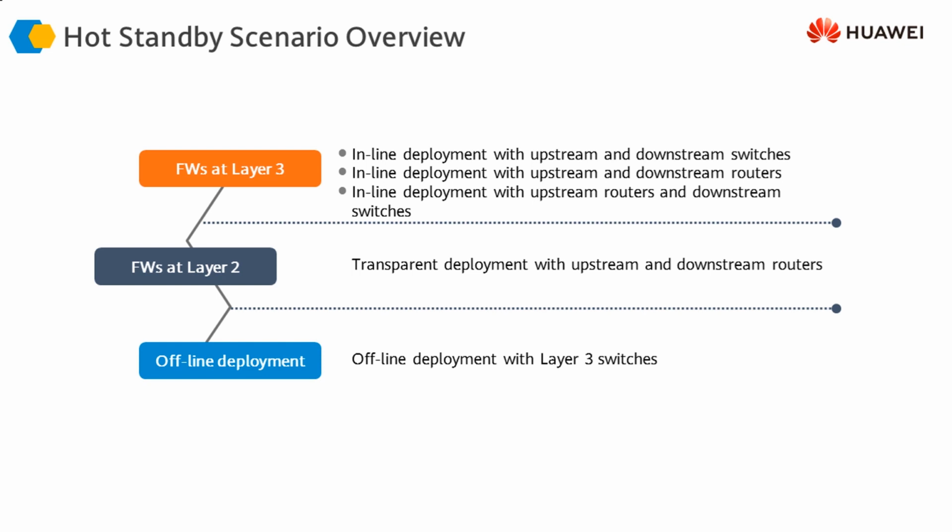In case of the firewall working at layer 3, these are the two scenarios of inline deployment. We can have upstream and downstream switches, or upstream and downstream routers, or upstream routers and downstream switches. In case of transparent deployment, with firewall service interfaces acting as layer 2 interfaces, we can have upstream and downstream routers. And in case of offline deployment, which we can also call out of path deployment, we use layer 3 switches for diverting traffic towards the firewall. Let's take a look at these scenarios one by one.